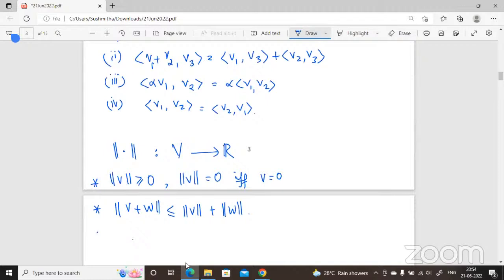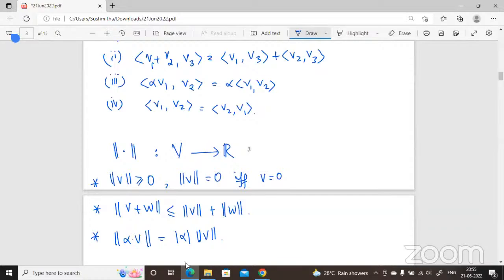And then what if I scale a vector? What is going to happen to the length? Alpha times mod, yes. The length is going to get scaled by the magnitude of whatever the scaling is. So this is all what happens for the length. Using those conditions, you define length.